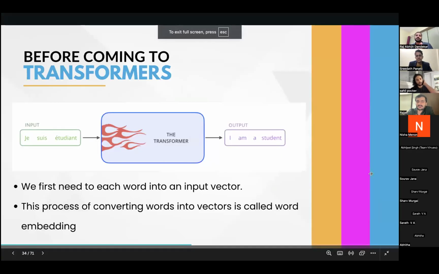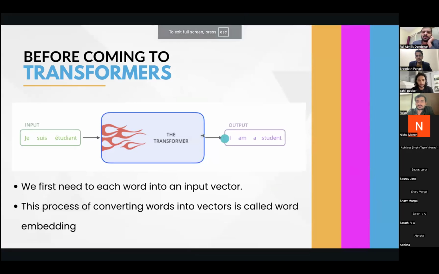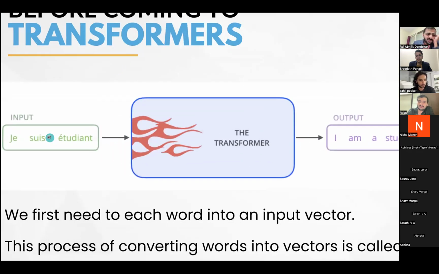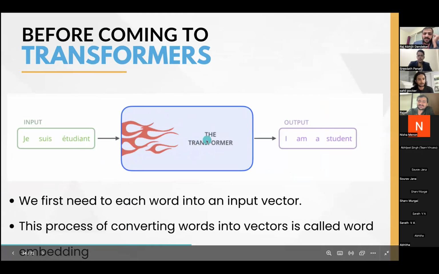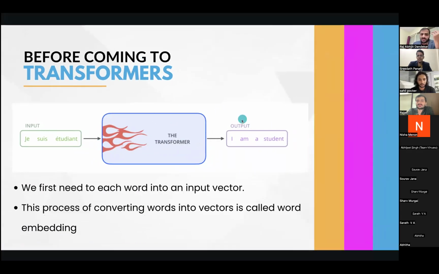Now we are going to come to transformers. But before we come to transformers, you should understand one thing, that transformers are awesome. They are very cool, right? But the input to the transformers is words. So let's say this is a French sentence, which is an input to the transformer. What the transformer can do as one of its capabilities is translate it into English. But first we need to understand, how does the transformer recognize these words?